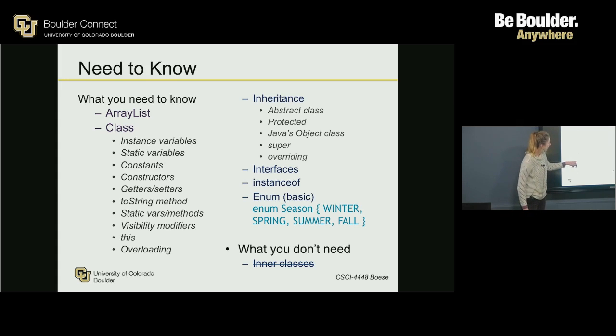Static variables and static methods, we just did that today. Visibility modifiers, so public, private, and protected. Java also has a default modifier if you leave off any modifiers. So if you don't put public, private, or protected, there's something called default. The level of detail I need you to know is that private is only within the class. Right?